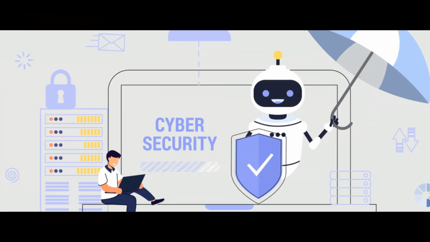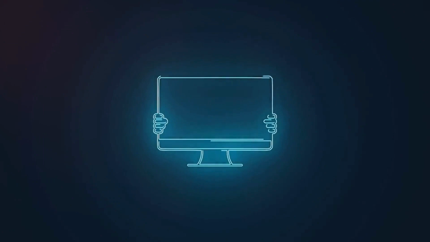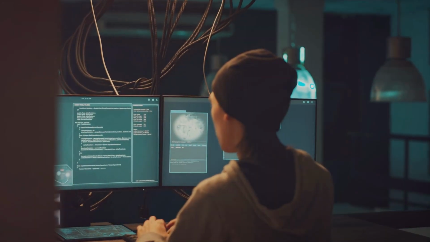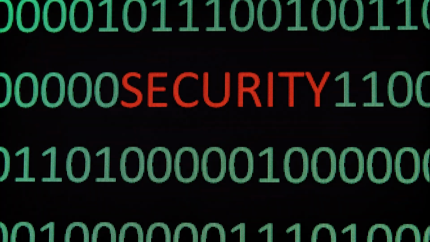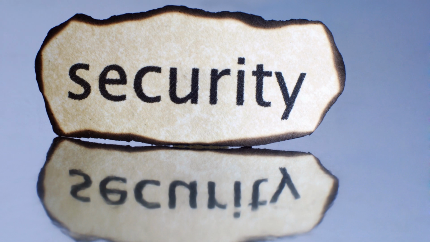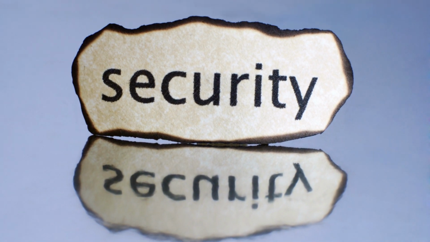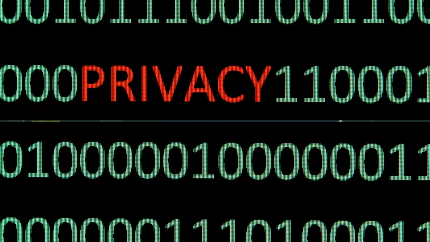Malicious code execution in containers can lead to compromised applications and data breaches. An attacker could exploit a vulnerability in an application to run arbitrary code. Employing container scanning tools to detect vulnerabilities, practicing the principle of least privilege, and using immutable container images can significantly reduce the risk of malicious code execution.